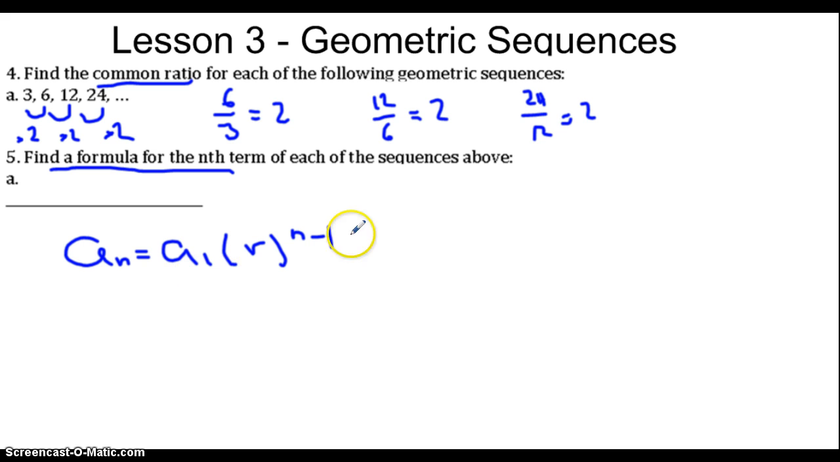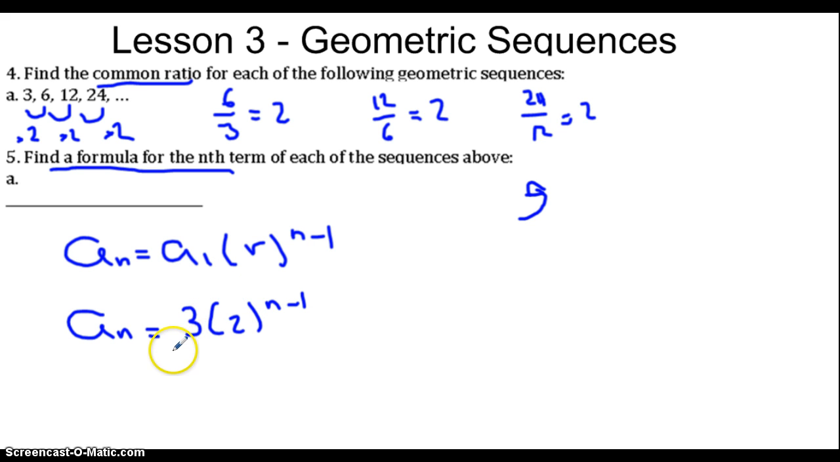Well, to find any term for this one, I would just use this: an equals a1, which is 3, times the ratio of 2 to the n minus 1. And that's it. That's really how you do it. You put your common ratio in here, and you put your first term here. Very simple.